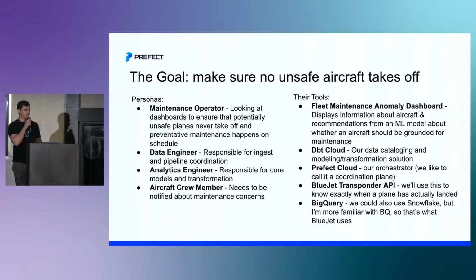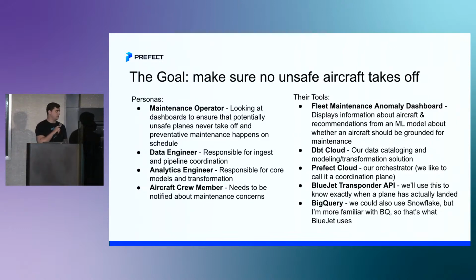And so we have a couple of different personas that we're thinking about in our workflow here. We've got our maintenance operator, who's actually looking at our maintenance dashboards and ensuring that potentially unsafe planes don't take off. We've got a data engineer who's responsible for the ingest and pipeline coordination. We have an analytics engineer who's responsible for our core models and the transformation. And we have our aircraft crew member who interacts with our maintenance operator in order to communicate about decisions to ground the plane.